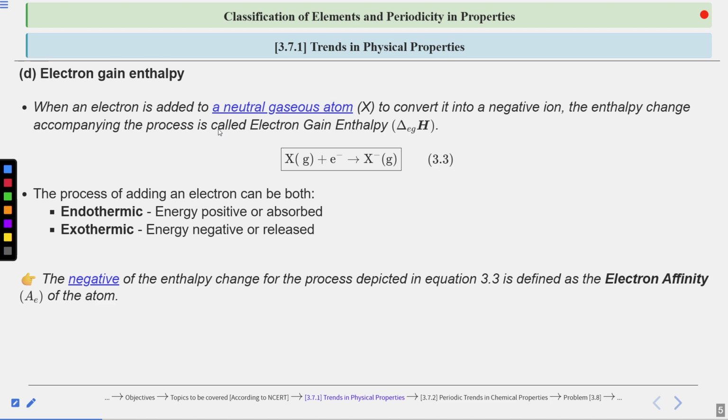Now a very closely related term to electron gain enthalpy is electron affinity. Students get confused in this terminology. A very simple definition for electron affinity would be that it is simply the negative of the enthalpy that we have taken in the electron gain enthalpy, right? So it can be represented with the help of an equation. Suppose delta EGH, that is your electron gain enthalpy, is given by this value. Just take the negative of that, you will get your electron affinity. So electron affinity is a negative of electron gain enthalpy. Remember, this point is an important one.